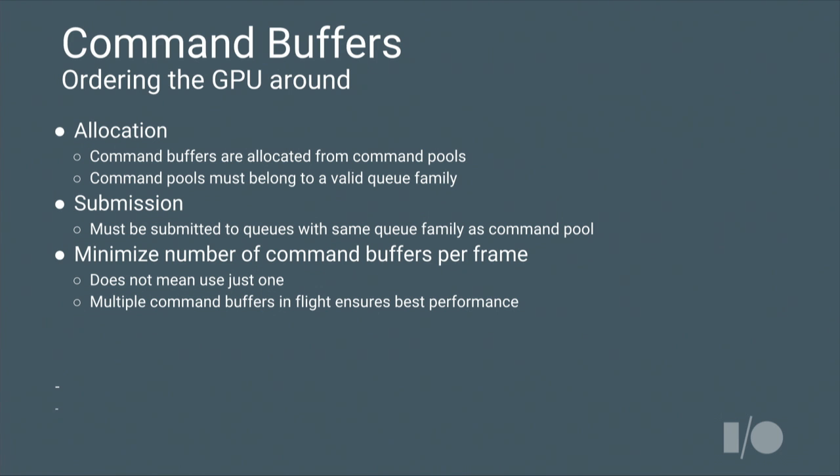When you're submitting, you want to minimize the number of command buffers that you're using per frame. But when you hear this, don't try to use just one. If you try to use just one command buffer to do everything, you're going to end up starving the GPU. I also know that one through experience. It becomes quite difficult to fit everything into a single command buffer because you end up having to do a lot of code gymnastics. So to ensure the best performance, you're going to want to use multiple command buffers, but minimize them as much as possible.